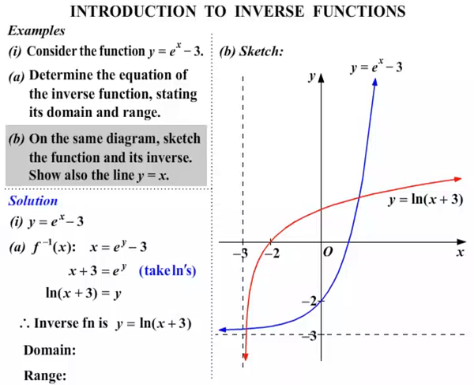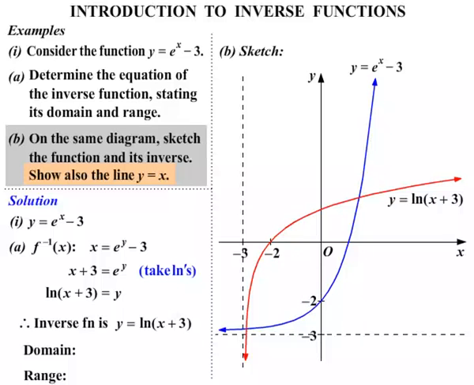Now a couple of features of the graph. Our original function had as an asymptote y equals minus 3. For the inverse, if we swap it around, the asymptote is x equals minus 3. Our original function had a y-intercept of minus 2. Our inverse function has an x-intercept at minus 2. So basically you can see the x's and y's are swapping around.